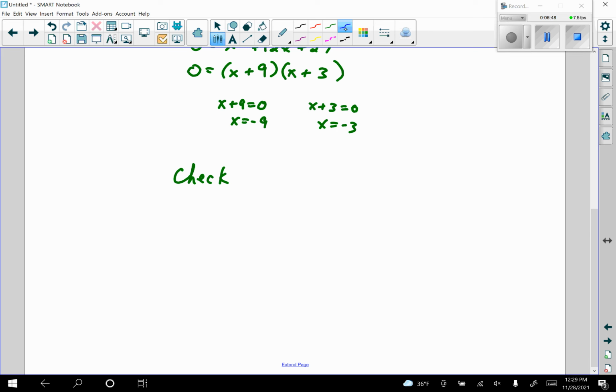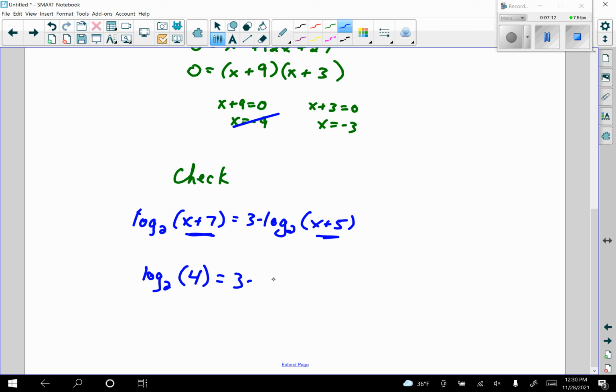So if we go back to the problem, we can't take the log of a negative number. So when x is negative 9, this is negative, so we can't keep that. When x is negative 3, this will work. We'll get log base 2, negative 3 plus 7 will give us 4. Negative 3 plus 5 will give us 2.